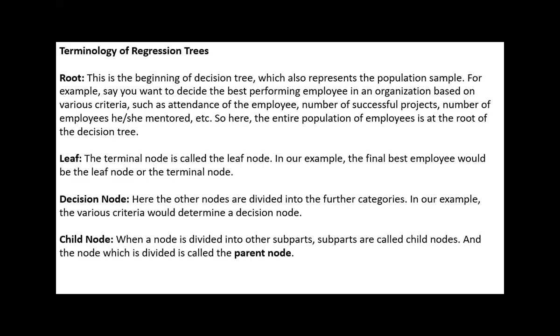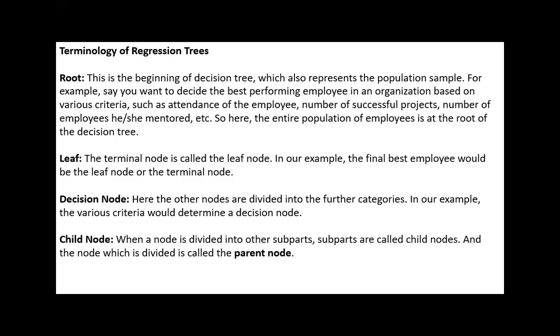Leaf: the terminal node is always called the leaf node. In our example, the final best employee would be the leaf node, the terminal node. So there should be some decisions in between. What is called a decision node? Here, the other nodes are divided into further categories. In our example, the various categories would determine a decision node.